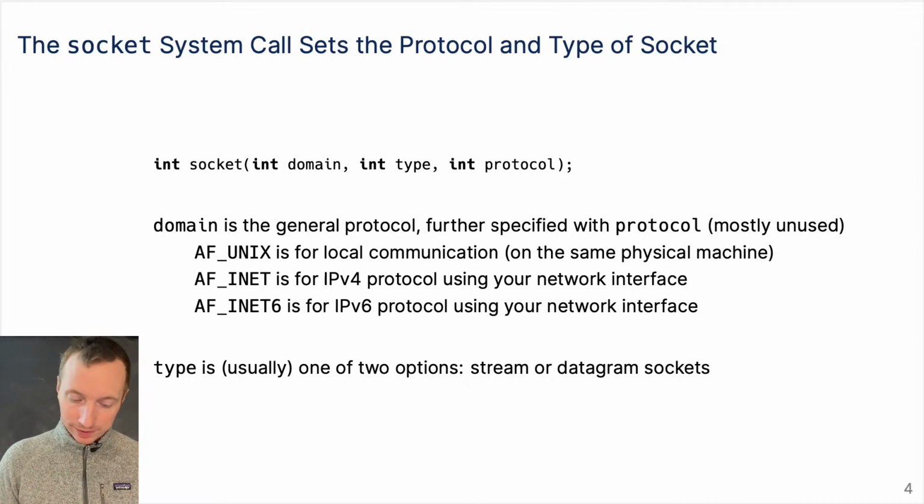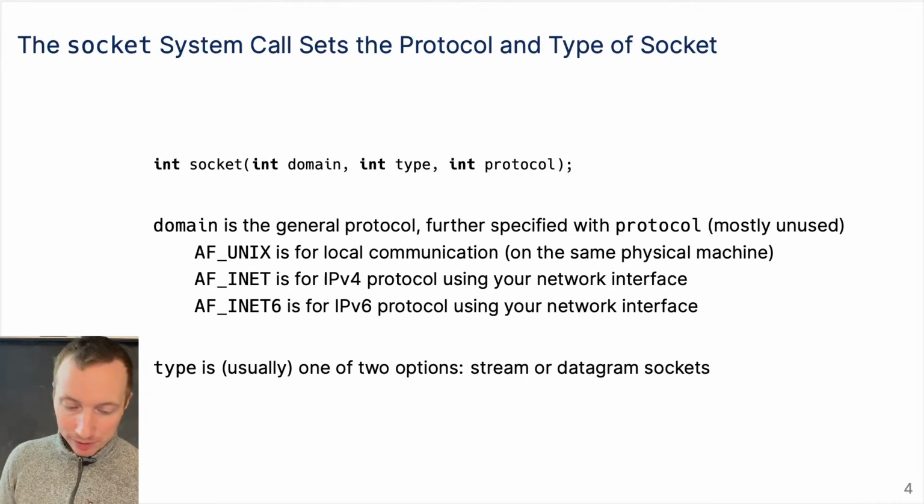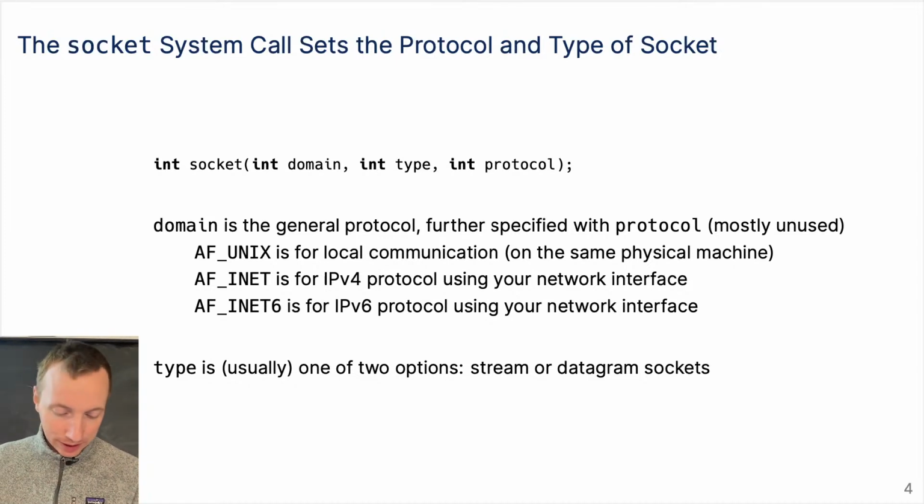So the socket system call sets the protocol, which you'll learn more about, all these different protocols, in the networking course, and the type of socket. But at the general steps, there are 3 arguments: a domain, type, and protocol. A domain is like a general protocol, and it's further specified with the last parameter, that protocol one, although that one is generally unused right now.